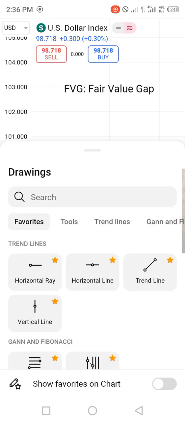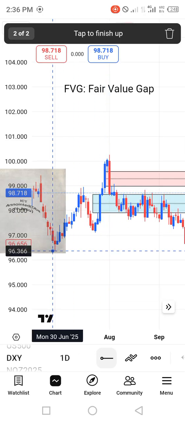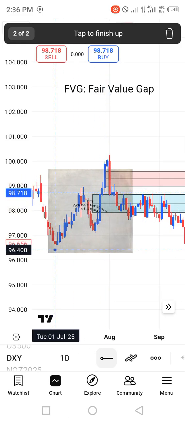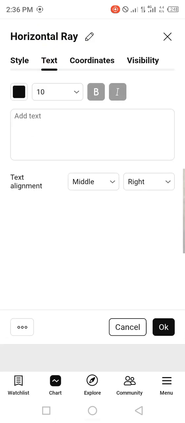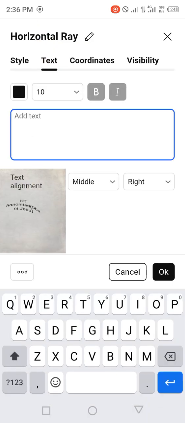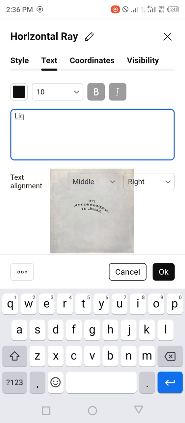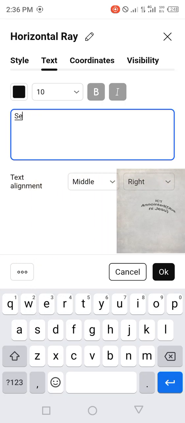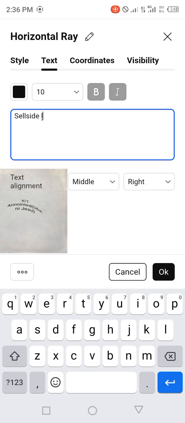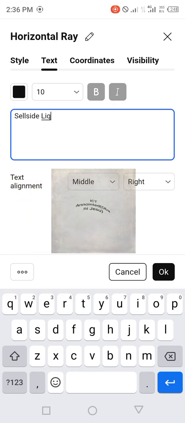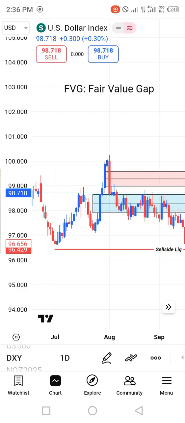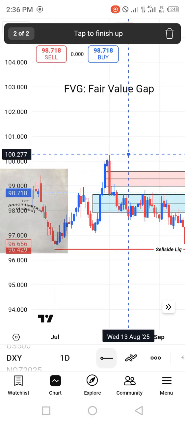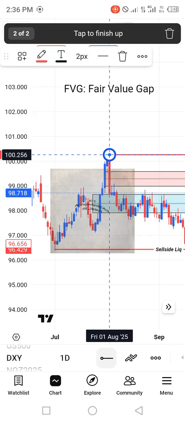So let's delineate it. This is sell side liquidity, sell side LIQ, and let's delineate the buy side. This is buy side.